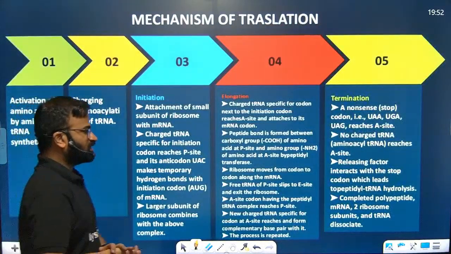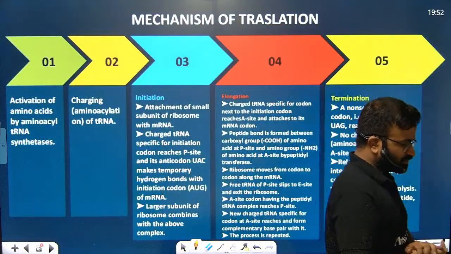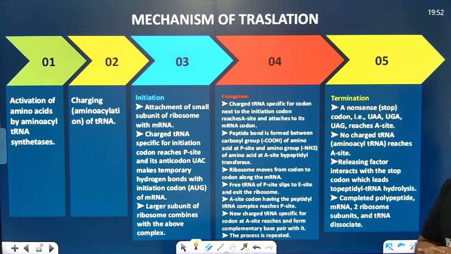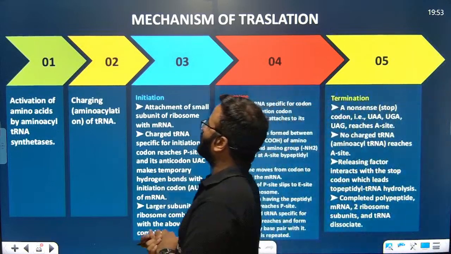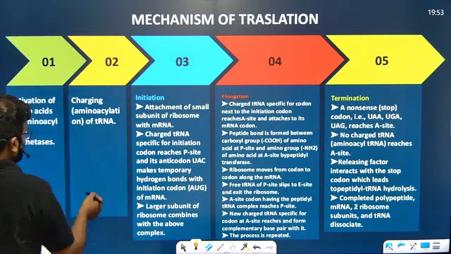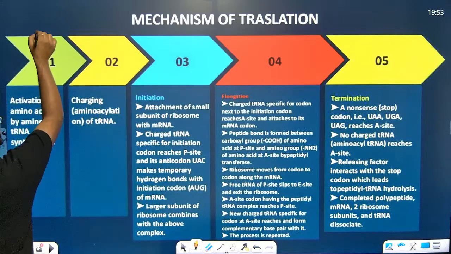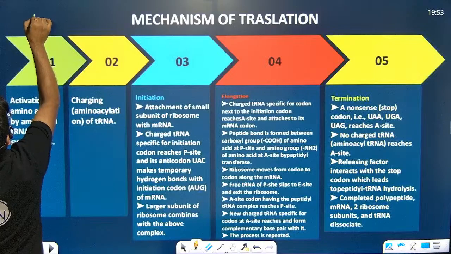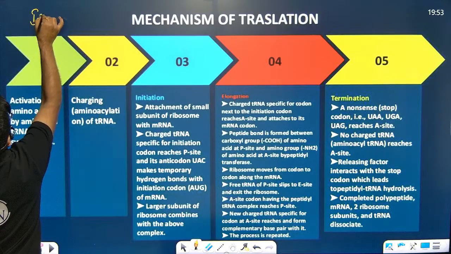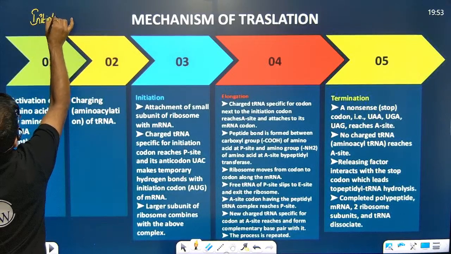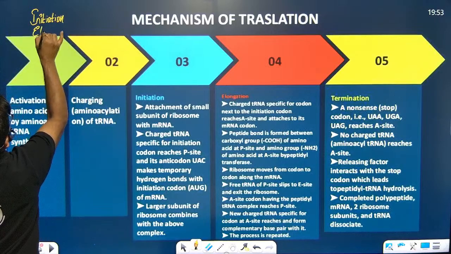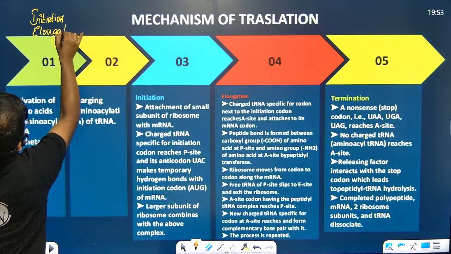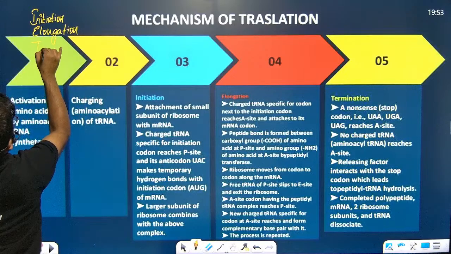Next comes our translation. So the first and foremost thing, as you know, is that the entire process can be divided into 3 steps, just like replication and transcription. That is initiation, elongation, and termination.